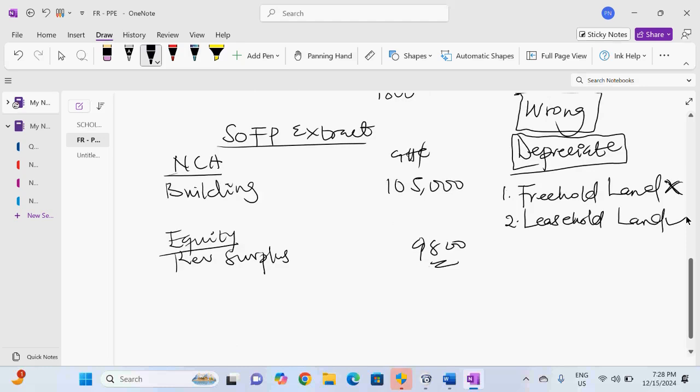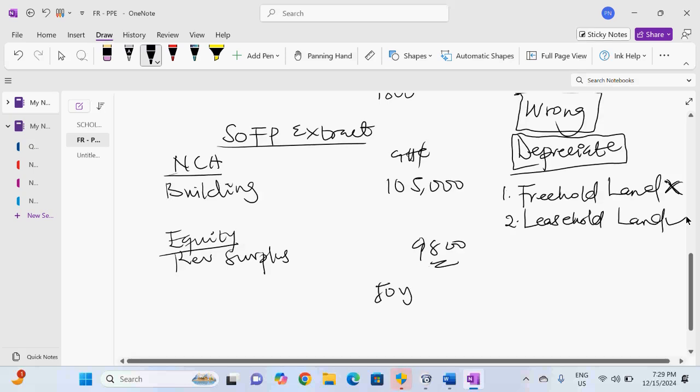You don't know the useful life of the land. So how would you depreciate it? Because depreciation is with respect to the useful life. But with the leasehold land, you are going to lease a land for how many years? For 20 years, for 50 years. Then we can depreciate it because you know the useful life. Useful life is 50 years. Useful life is 20 years.